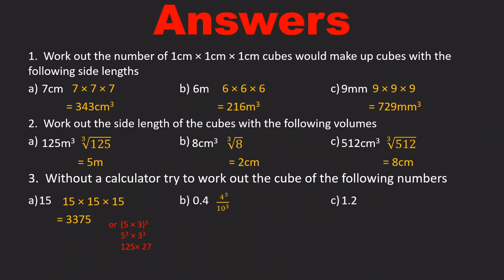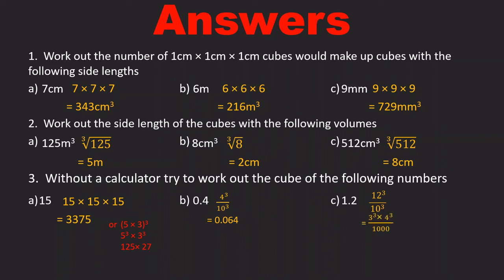So 4 to the power 3 over 10 to the power 3. I know what 4 cubed is. I know what 10 cubed is. That's going to be 64 over 1,000, which is 64 thousandths. And 1.2, that as a fraction could be 12 over 10. So 12 cubed over 10 cubed.